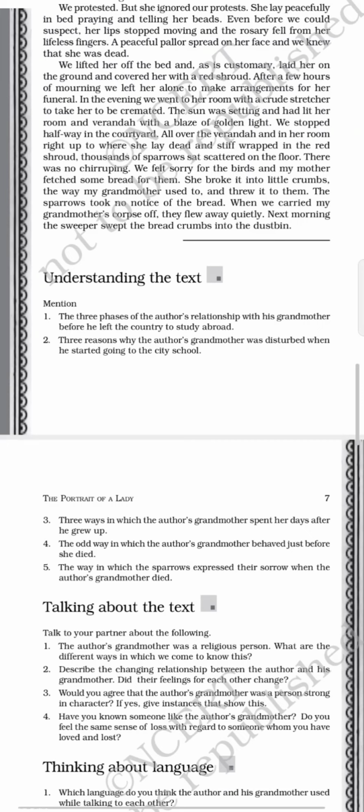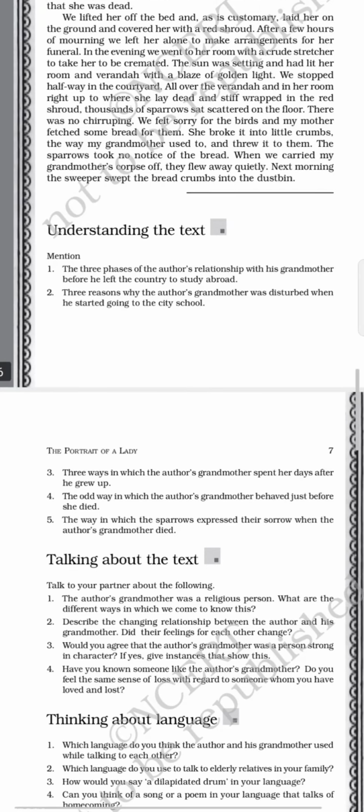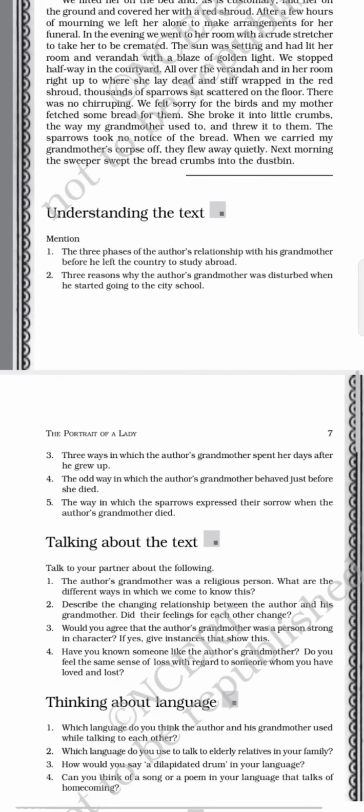And at that time, in the veranda, right where she was laying dead, thousands and thousands of sparrows sat scattered on the floor, and there was no chirping. Chirping meaning the sounds that the birds make, like chip, chip, chip. I'm a horrible mimic, so don't mind me.